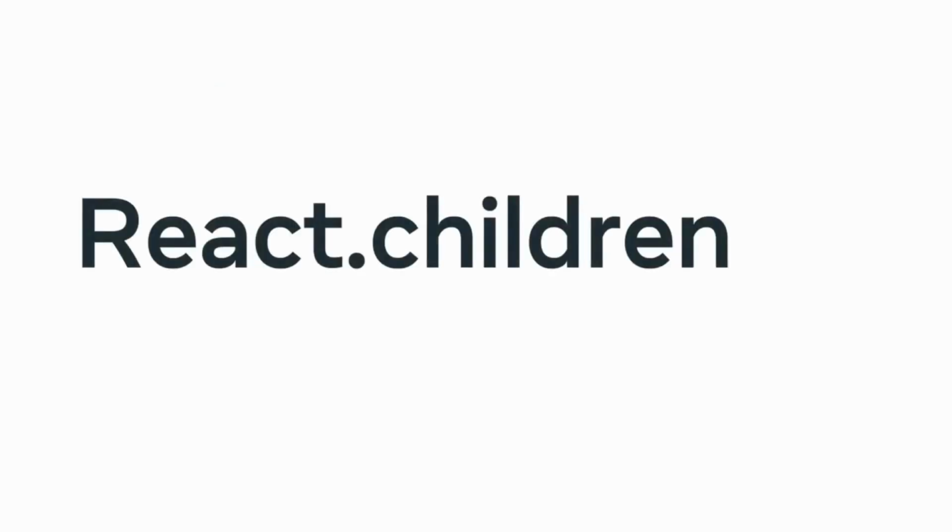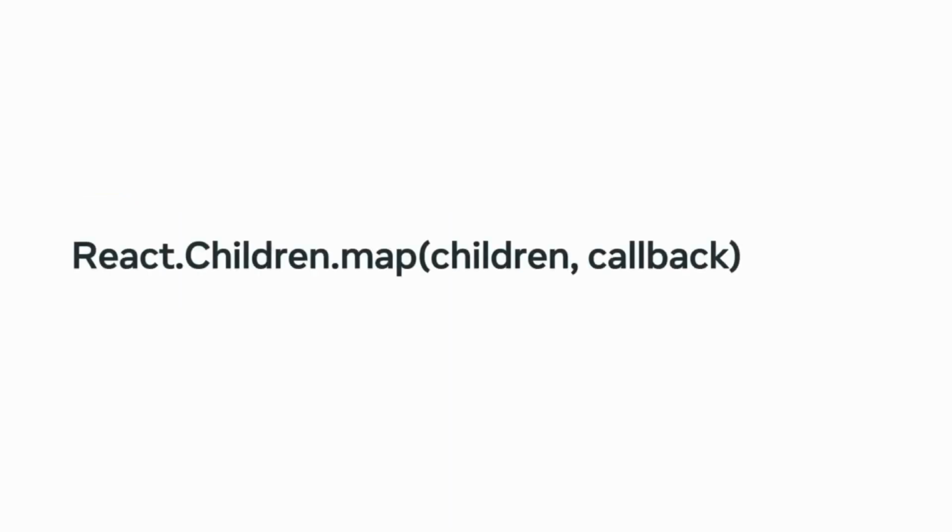Another important top-level API useful for children manipulation is React.Children, which provides utilities for dealing with the props.children data structure. The most important method is the map function. React.Children.map is very similar to the map function from arrays and invokes a function in every child contained within its children prop, performing a transformation and returning a new element.